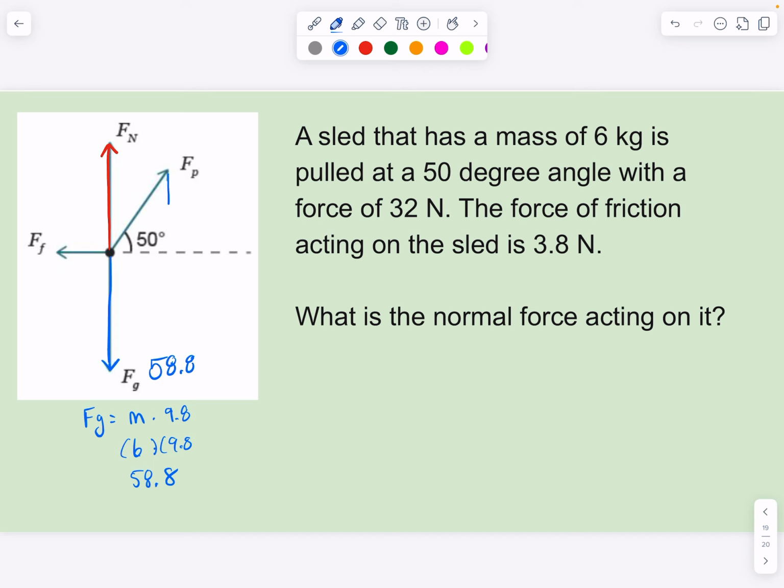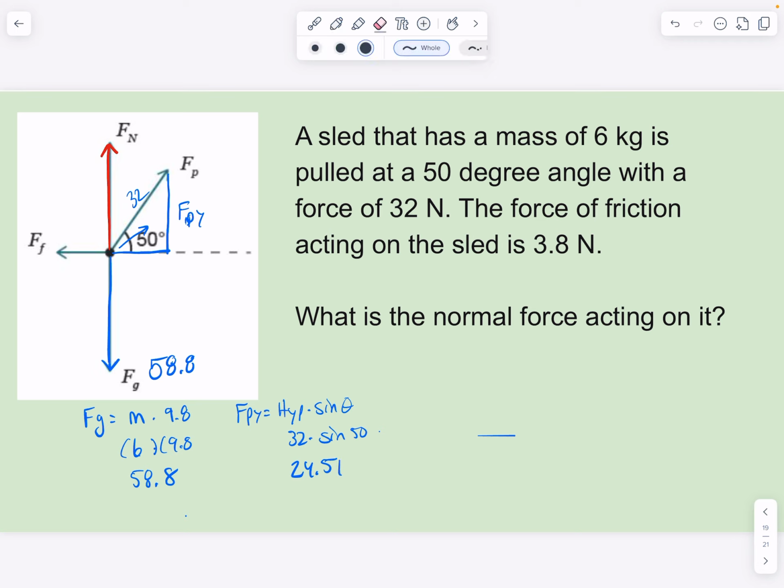To find the FN, I'm going to need to find the component parts. This is going to be the opposite value because it's across. So the FPy value. Because it's opposite, our FPy is equal to the hypotenuse times the sine of our theta. Our hypotenuse, we said before, was 32. So we're going to do 32 times the sine of 50 for our FPy value.